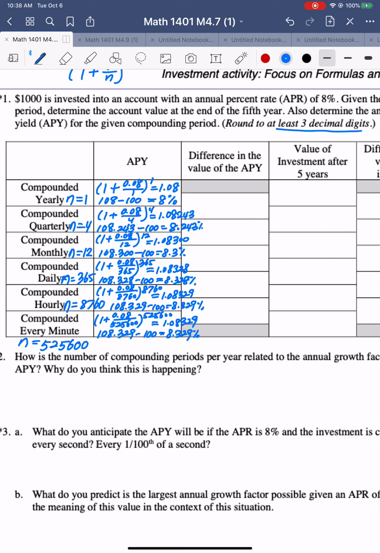Next, we want to find the difference between two APY values in a row. So we have 8%, and we subtract it from 8.243%. Let me use red. 8.243% minus 8, I got a 0.243% increase.